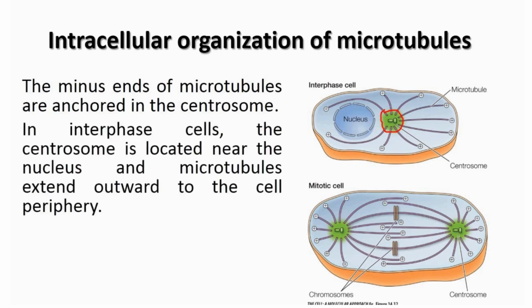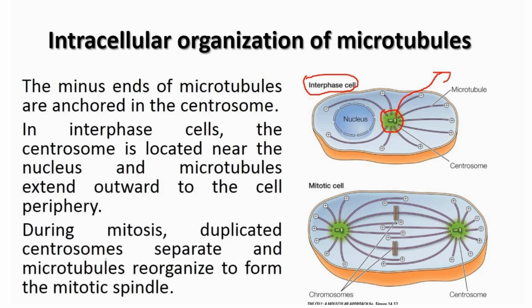In the interphase cells, the centrosome is located near the nucleus. There it is, the centrosome, already highlighted in red, is near the nucleus, and microtubules extend outward. You can see microtubules originating from the minus end at the centrosome but extending outward, and the microtubules extend outward to the cell periphery. During mitosis, the duplicated chromosomes separate. There it is separating. During mitosis, the duplicated chromosomes separate and the microtubules reorganize to form the mitotic spindle.